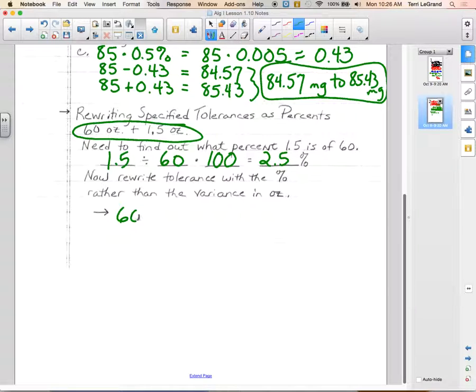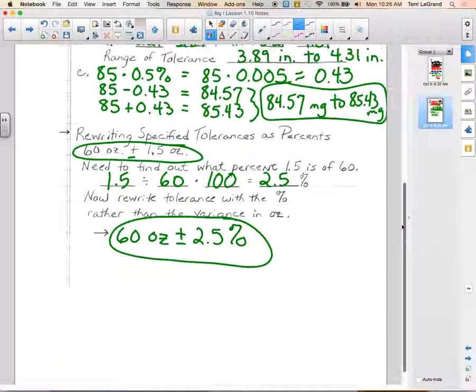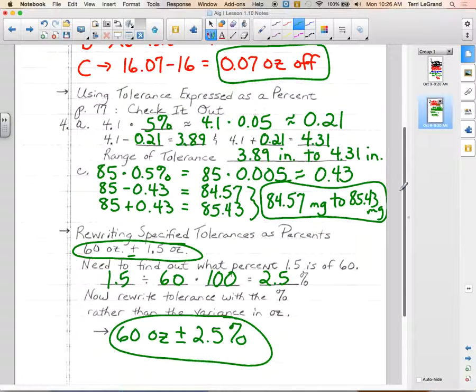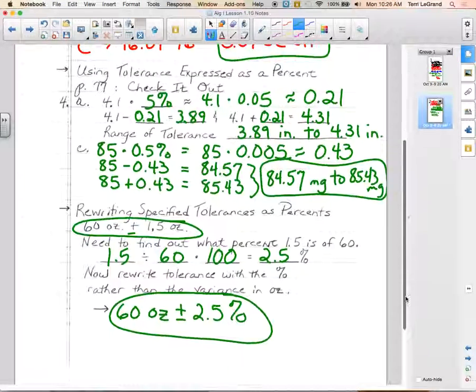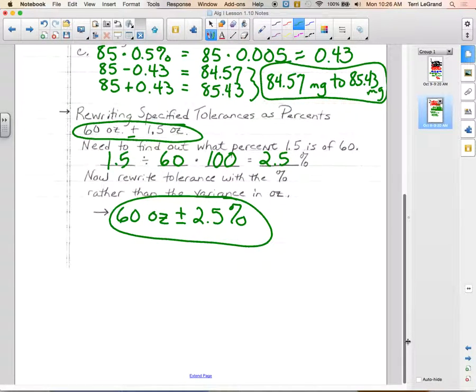So we write 60 ounces plus. This should have right here a minus underneath it. Would you add that? I don't know why that didn't show up. Is it on your notes? This should be a plus or minus 1.5 ounces here. So plus or minus 2.5%. So there it is written as a percent tolerance rather than in ounces. So up in those other problems in number 4, they gave it to you as the percent, and we did the other thing, and here they're giving it to us as ounces and we have to do the percent. Okay?